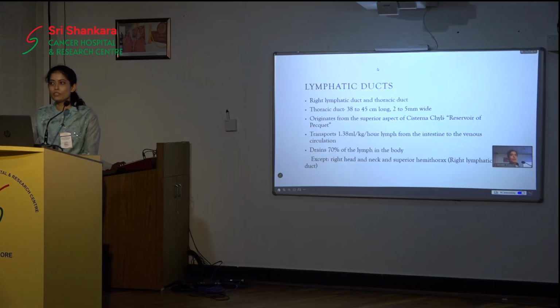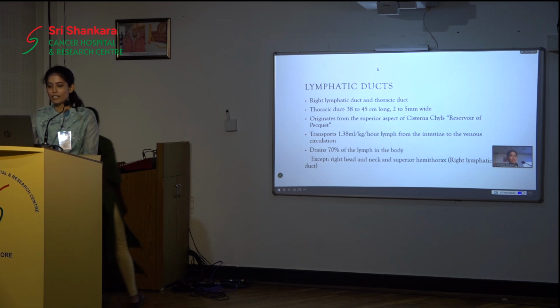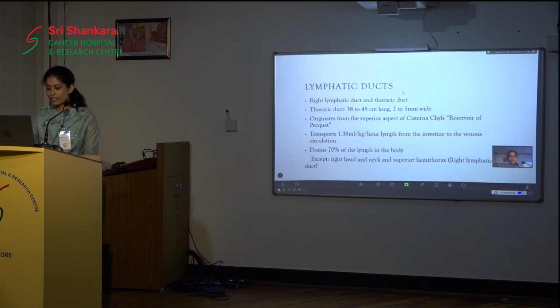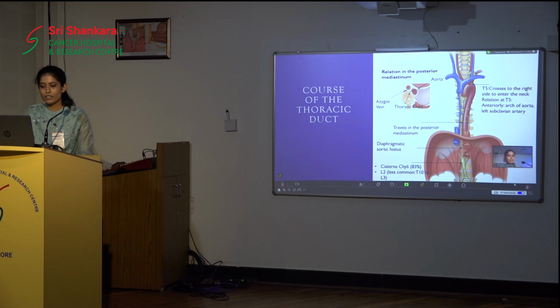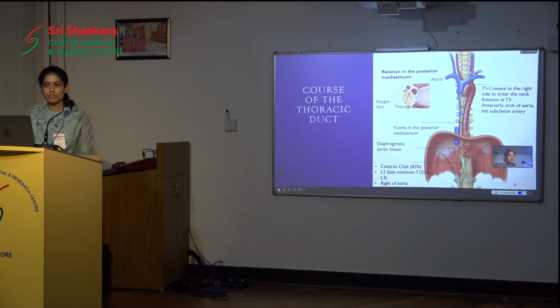As we all know, the predominant lymphatic drainage takes place through the thoracic duct, and it drains almost the entire human body except the right part of the head and neck and the superior hemithorax, which comes under the territory of the right lymphatic duct. Coming to the course of the thoracic duct, it begins at the level of the cisterna chyli, which spans the distance between T10 to L3 vertebra and is formed by the confluence of the two lumbar lymph trunks.